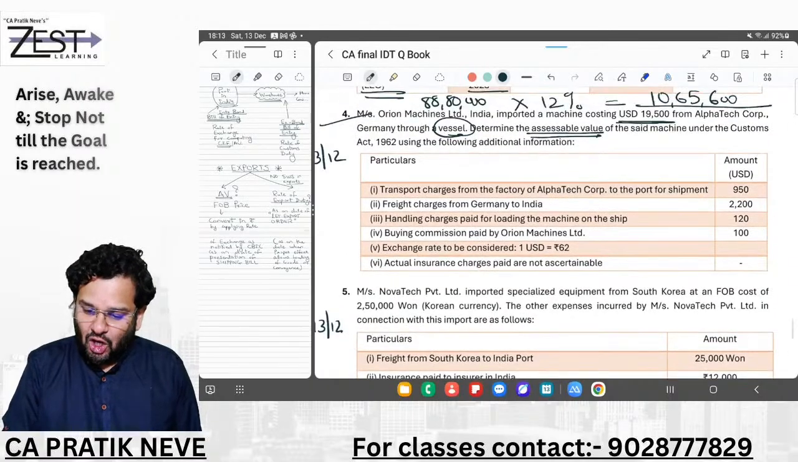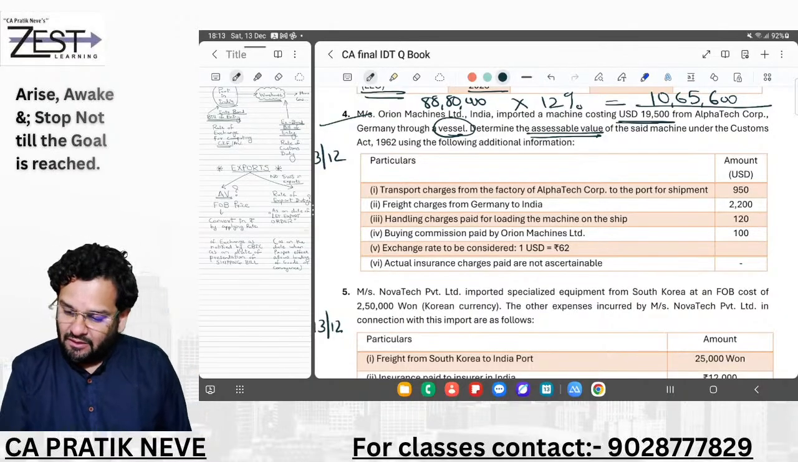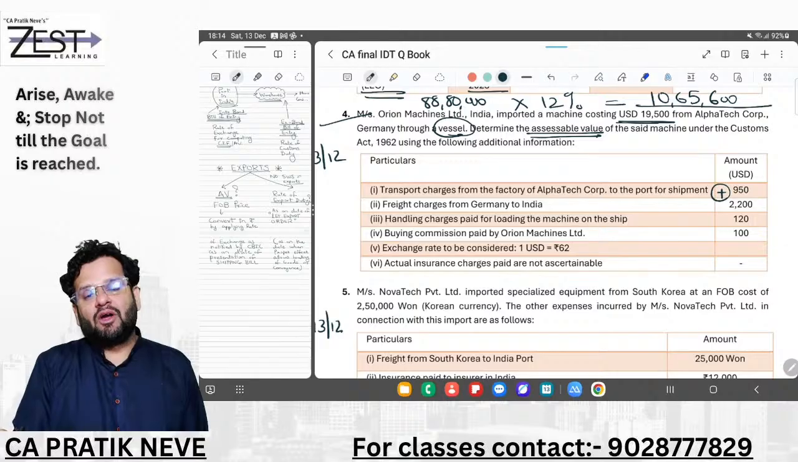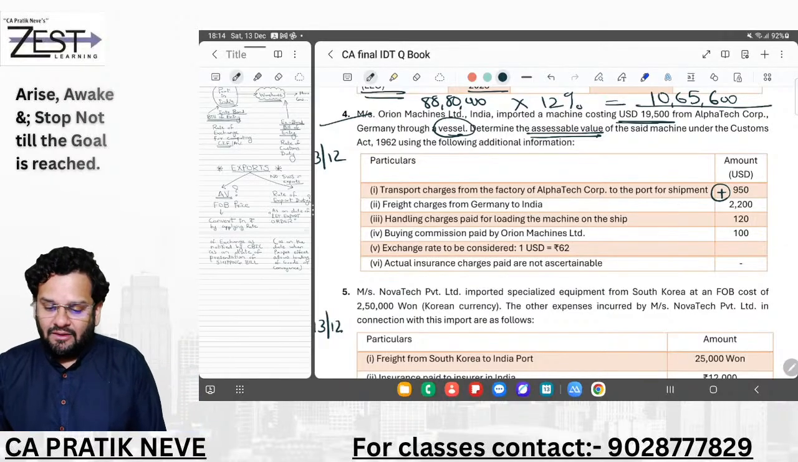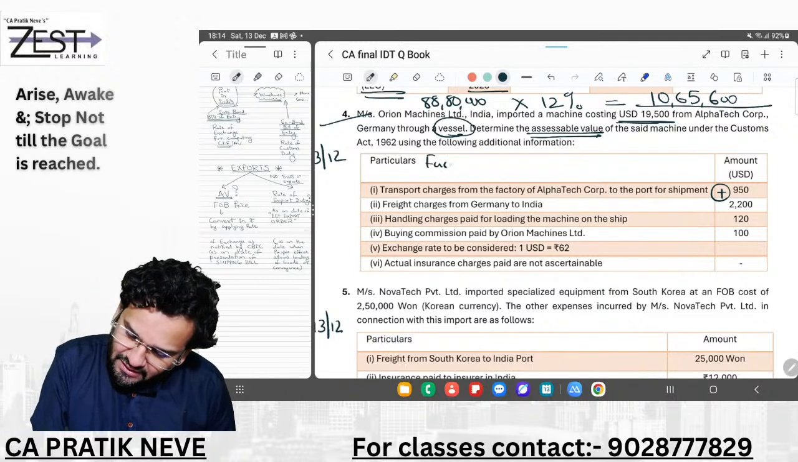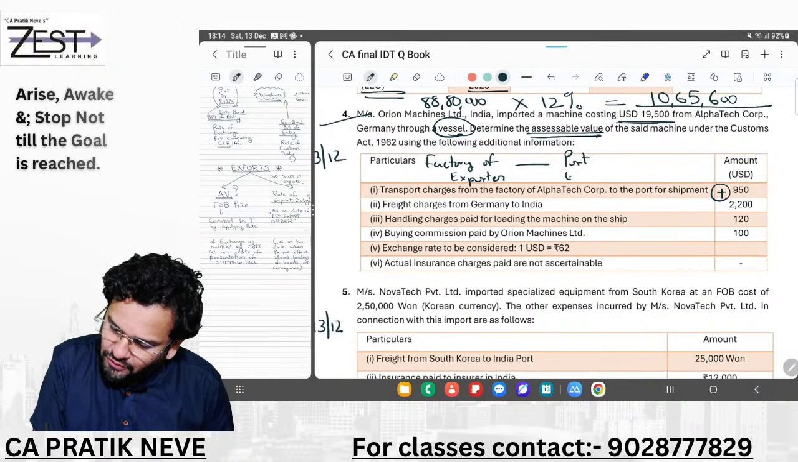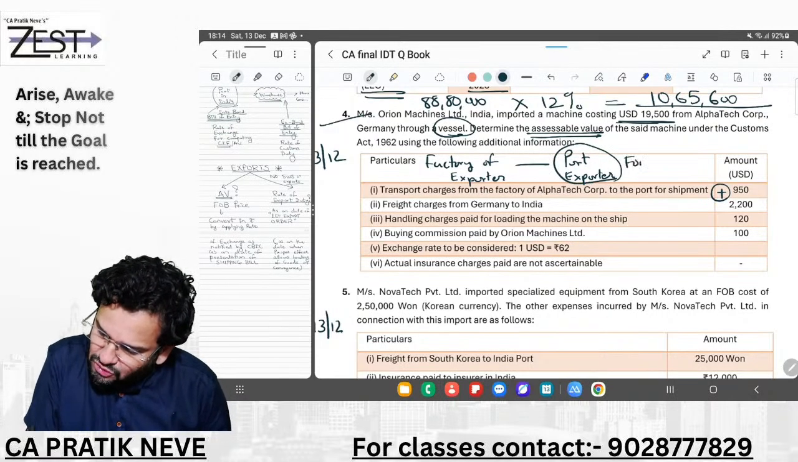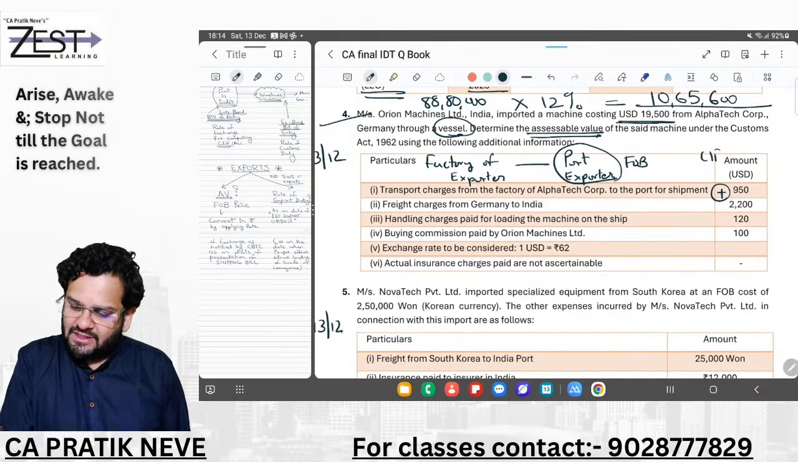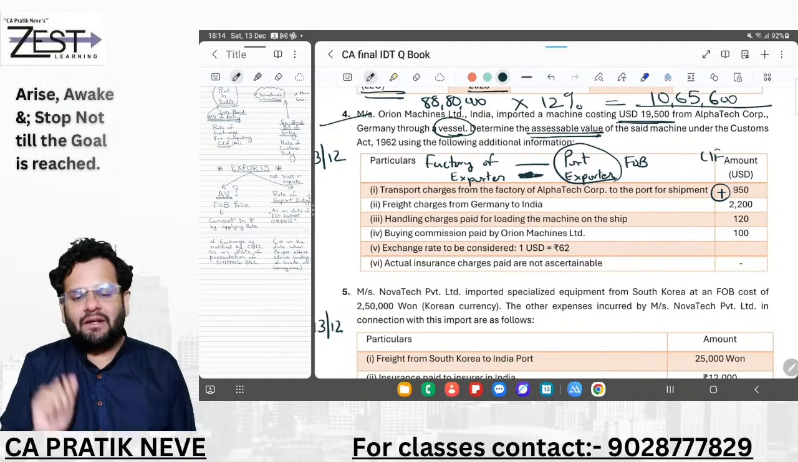Transport charges from the factory of Alphatech Corp to the port of shipment. Friends, you should add this because your FOB will be complete only when such things are added. To give you perspective, here is the factory of the exporter and here is the port of the exporter. Price at the port of exporter is called FOB and we have to calculate CIF. So anything incurred here should be added.